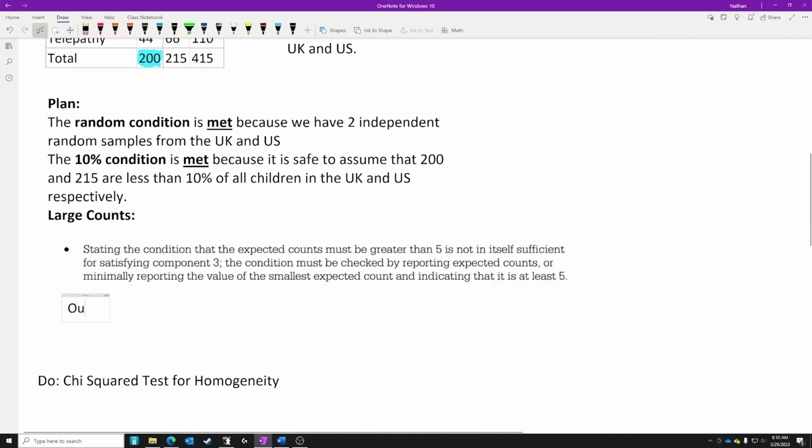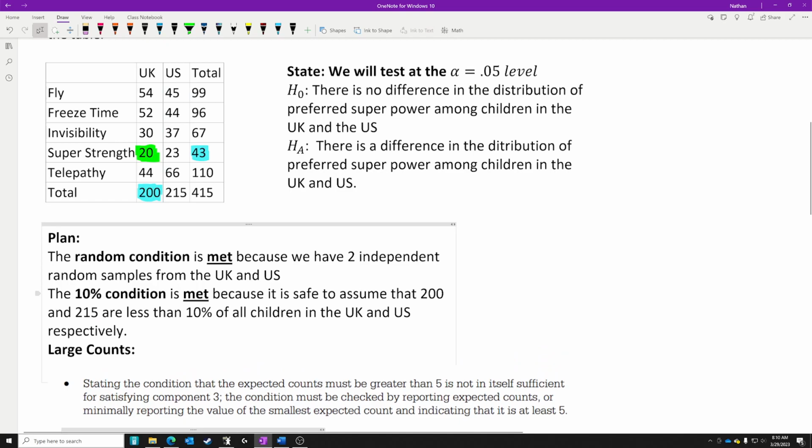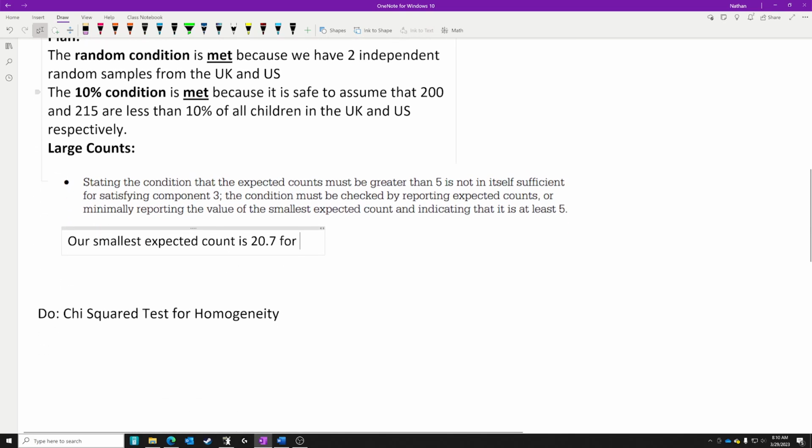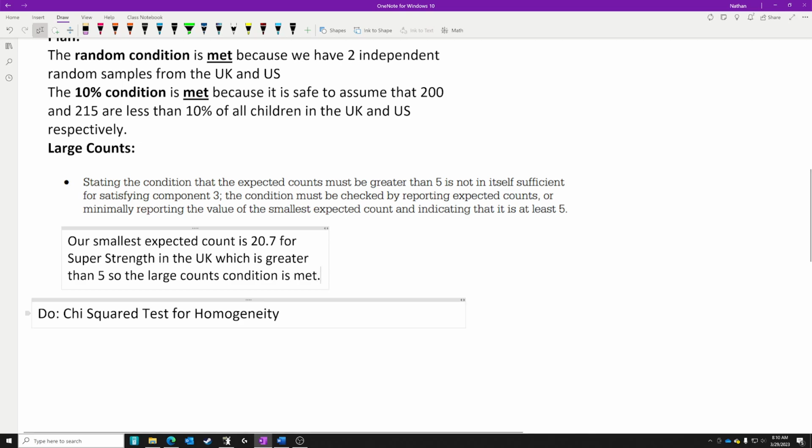So our smallest expected count is 20.7, for super strength in the UK, which is greater than 5, so the large counts condition is met. All right.